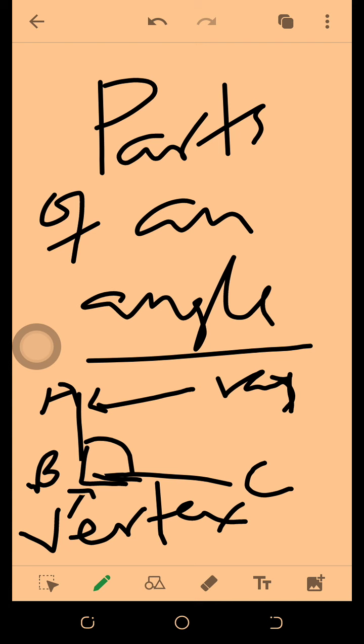So we've looked at what an angle is. I drew examples of angles, and we've also looked at the parts of an angle. So in our next lesson, we'll be looking at types of angles and how to calculate the various types of angles. Thank you very much.